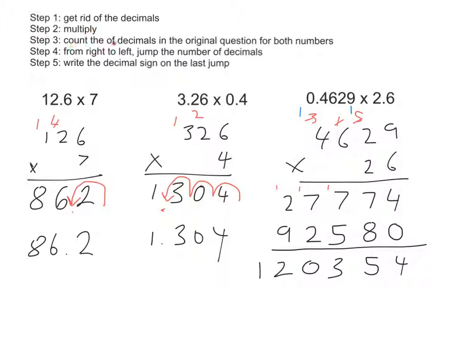Step 3 is count the number of decimals in the original question. So we'll look at our original question. We've got 1, 2, 3, 4, 5 decimals. Step 4. From right to left, jump the number of decimals. So from right to left, we jump the number of decimals we counted. So 1, 2, 3, 4, 5. Step 5 is write the decimal sign on the last jump. So last jump is there, we put a decimal sign. So our final answer should be 1.20354.